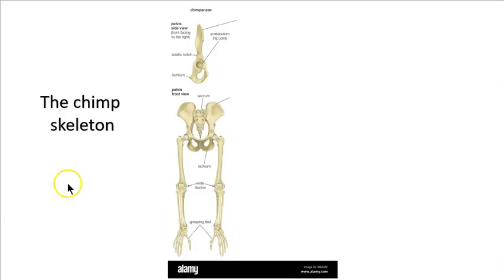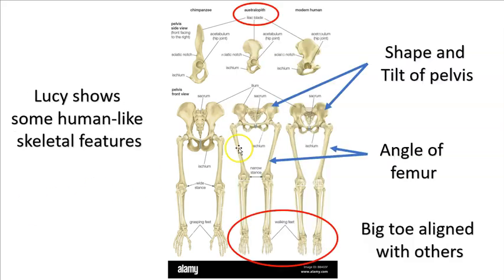Now, let's compare Lucy to the chimp skeleton. Again, here's the chimp. Notice the pelvis is kind of facing forward. Notice the thigh bones are sort of parallel here, and look at those grasping feet. Let's take a look at Lucy and the human skeleton. Notice the pelvis. So Lucy's in the middle here.